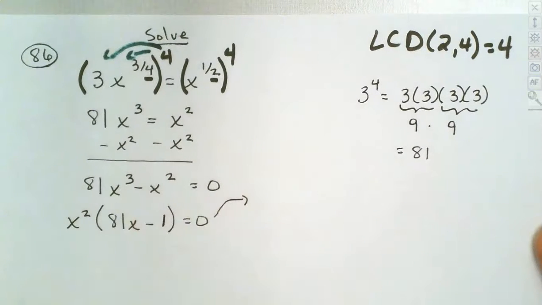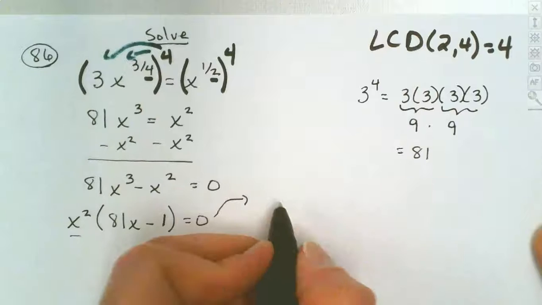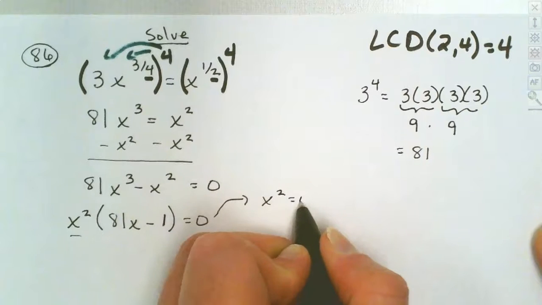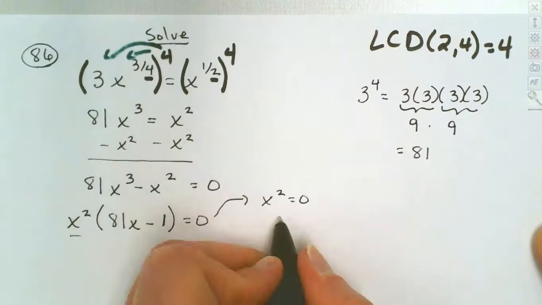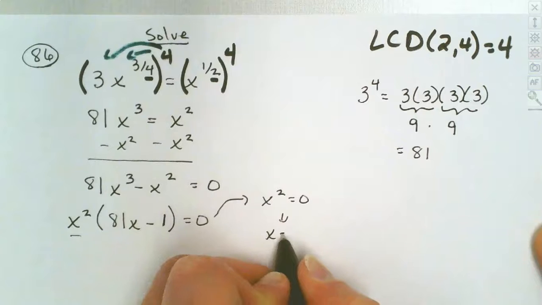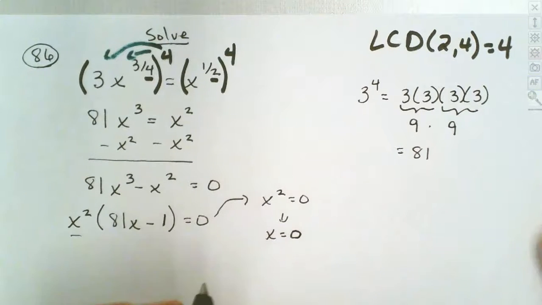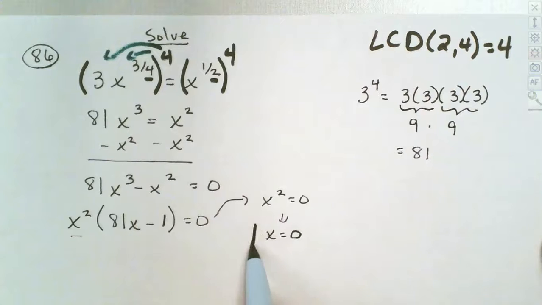And what are they? Well, we've got x squared equals 0. So that gives you then x equals 0. Because what's the only number that you can square and get 0? It's 0. So the only number that will work there is x equals 0.